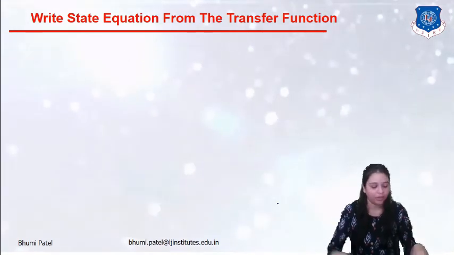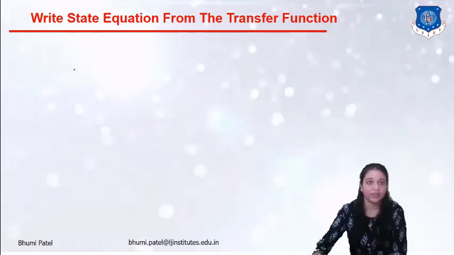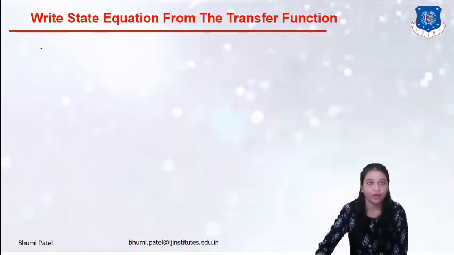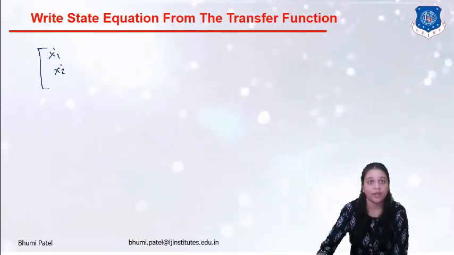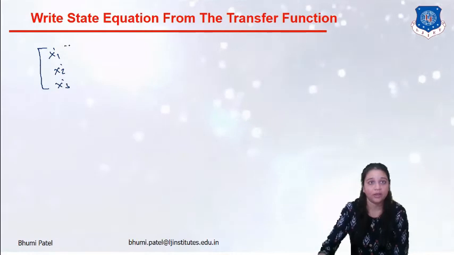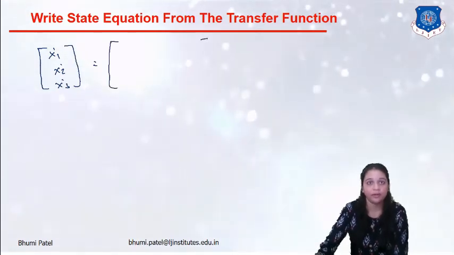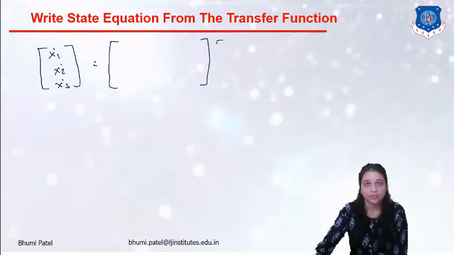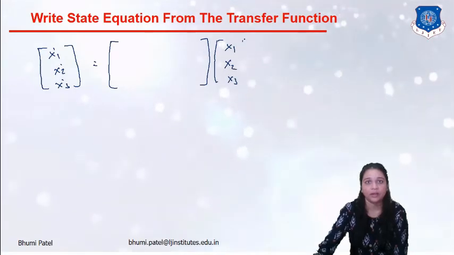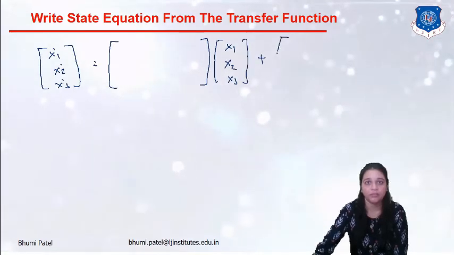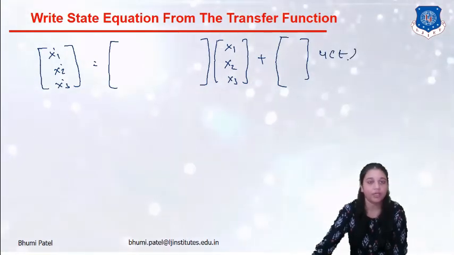Okay. Now we have to write the state equation. So for that we have to draw the state equation x1 dot, x2 dot, x3 dot. This is my A matrix that we have to find. This is the variable x1, x2 and x3, plus this is my B matrix that we have to find, and this is my u of t.